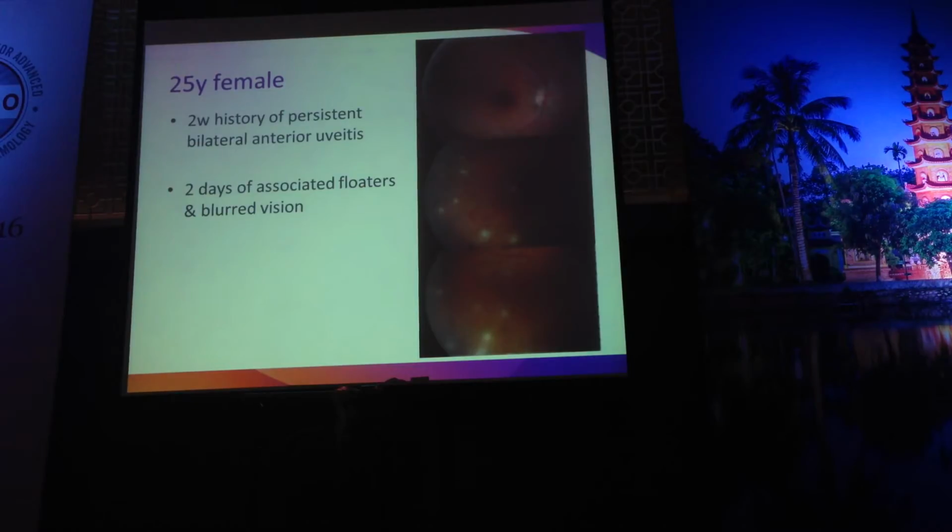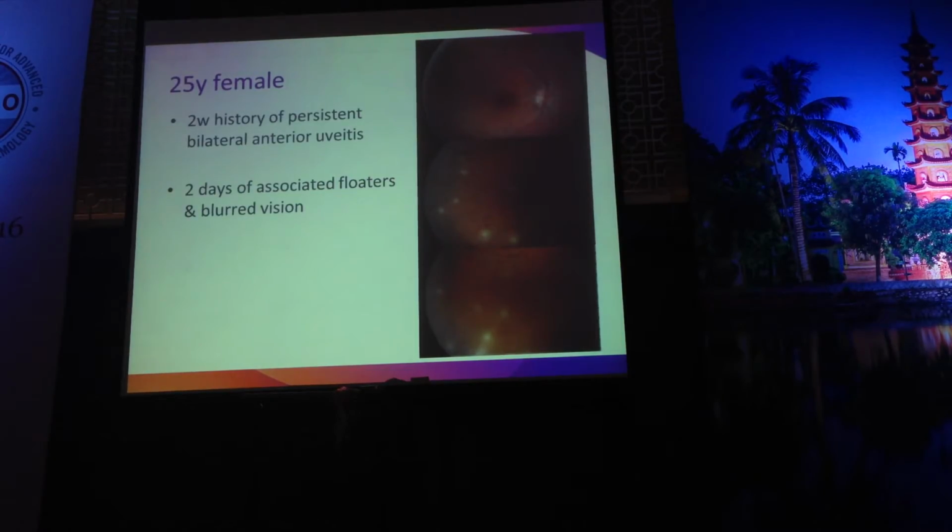This is the next case I'm just going to go through. A young 25-year-old female who came in with a 2-week history of persistent bilateral anterior uveitis. Treated topically, didn't really respond, and then came in with a 2-day history of floaters and blurred vision. Okay, and you've done the right thing, you've dilated it up, and you can see these focal areas of retinitis.